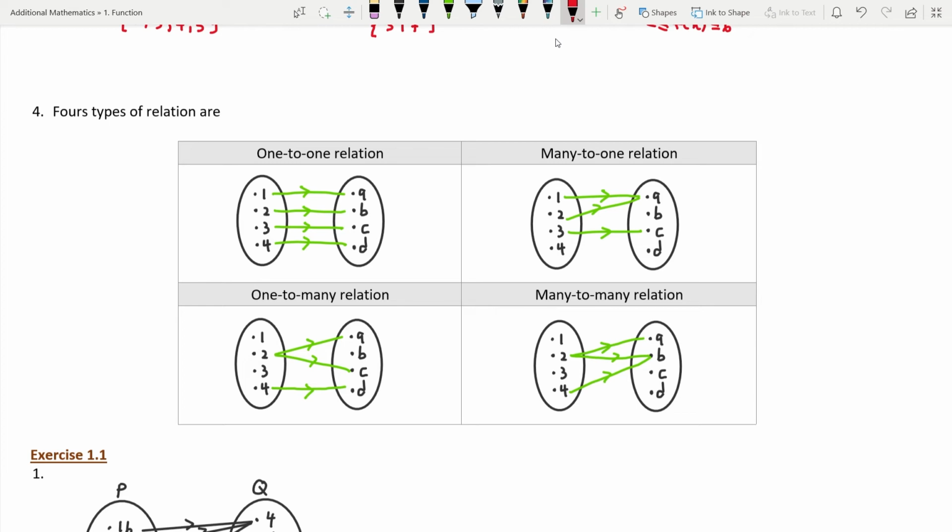The third one is many-to-one relation, meaning more than one object is linked to the same image. And the last one is many-to-many relation. So many-to-many relation is the combination of one-to-many relation and also many-to-one relation.